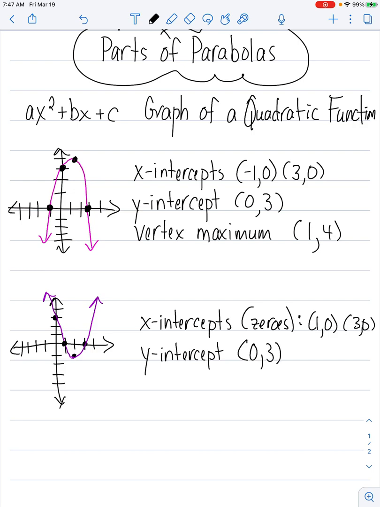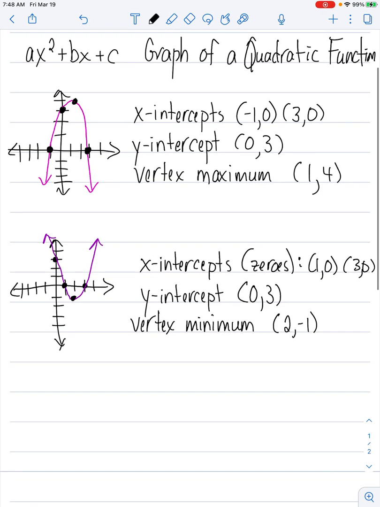And of course, let's look at our vertex. So the vertex in this situation looks like it's at the bottom of a valley or the bottom of a barrel. So our vertex here is a minimum. And let's read that point. Over 2, down negative 1.